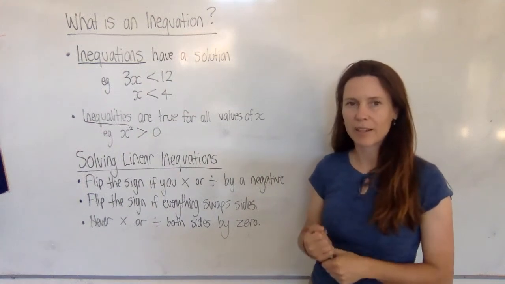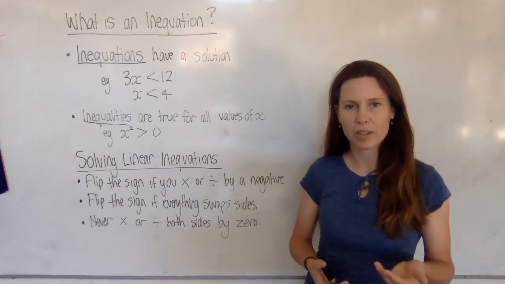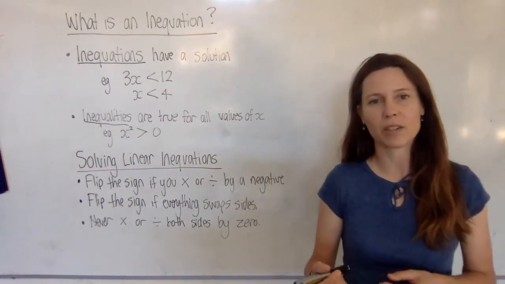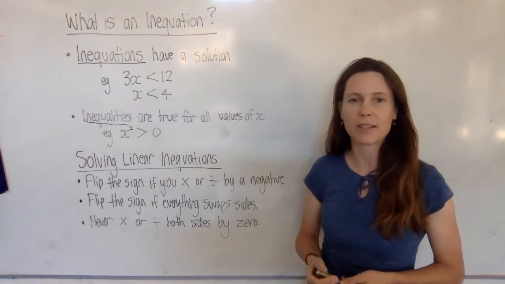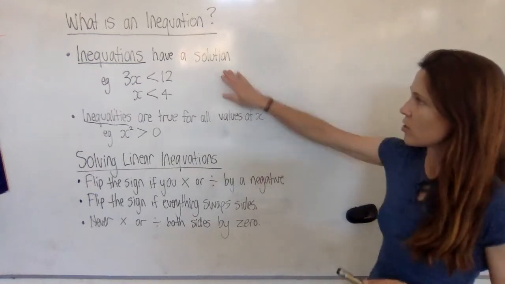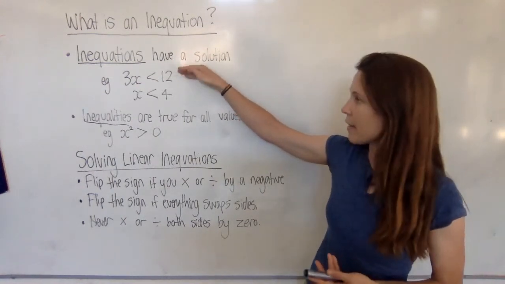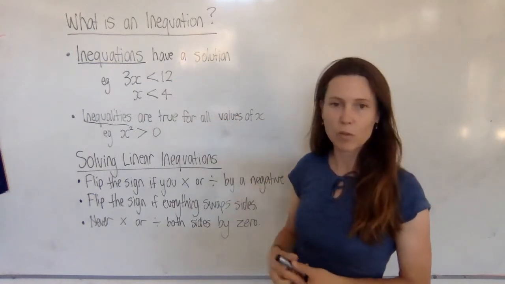Let's start today by looking at what an inequation actually is. We know that an equation is just something that has an equal sign in it. So it makes sense that an inequation is something that is not equal, so it's going to have a greater than or a less than sign instead. And inequations have a solution, so you can have something like this that's a little bit complicated and then you can make it simpler until you get a solution that x must be less than 4.